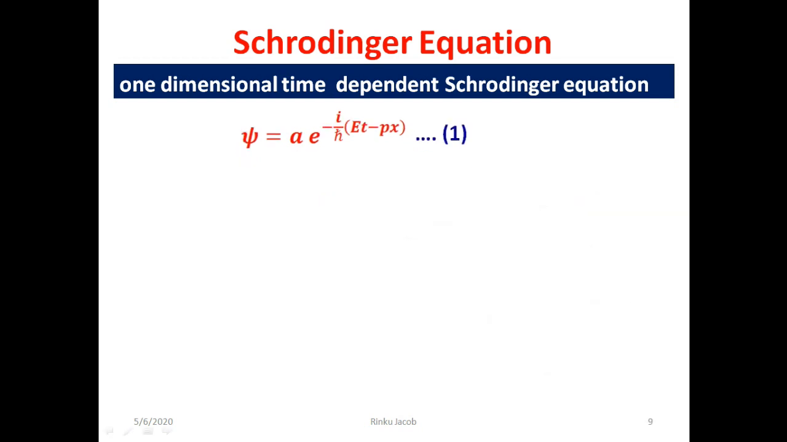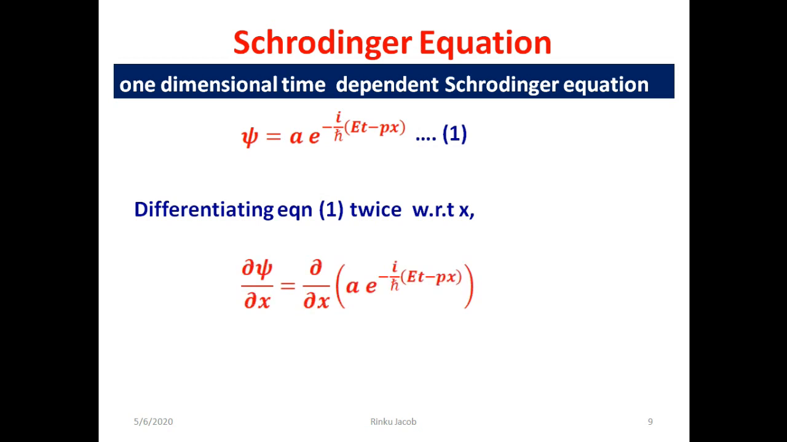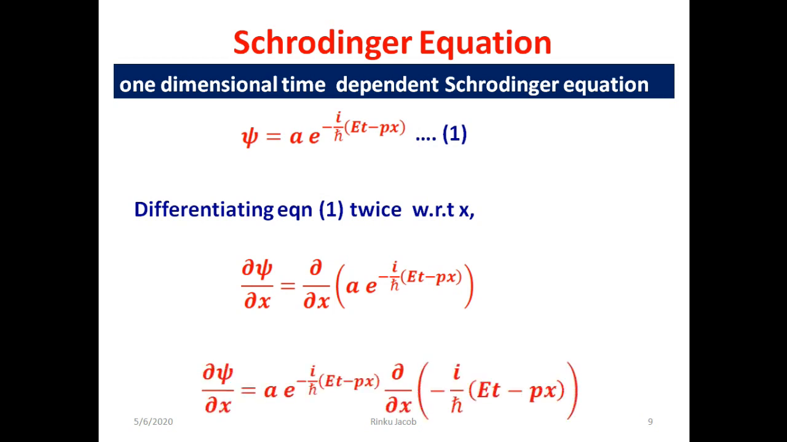Now we use the wave function of the particle which is given by equation 1. Differentiate the wave function twice with respect to the position coordinate x. That is dou psi by dou x equal to dou by dou x of A exponential minus i by h cross into (Et minus px). That is dou psi by dou x equal to A into exponential minus i by h cross into (Et minus px) into dou by dou x of minus i by h cross into (Et minus px).